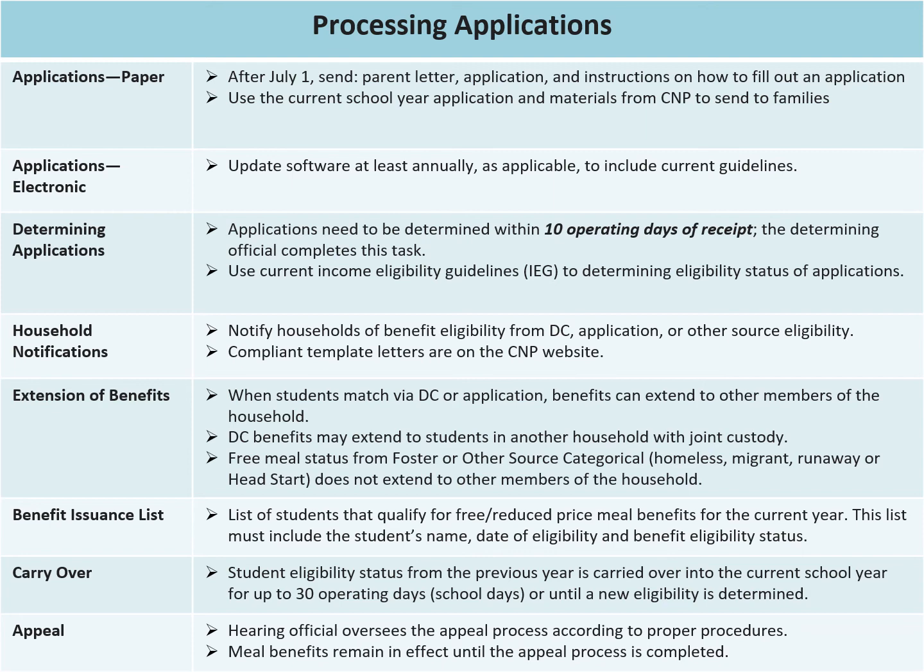As stated on the previous slide, student eligibility status from the previous year is carried over into the current school year for up to 30 operating days or school days, or until a new eligibility status is determined, whichever comes first. All households are entitled to an appeal.